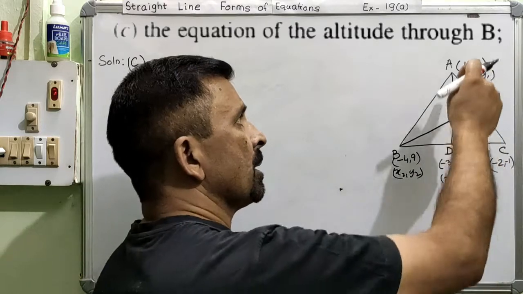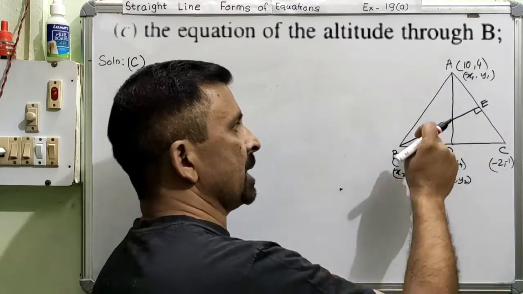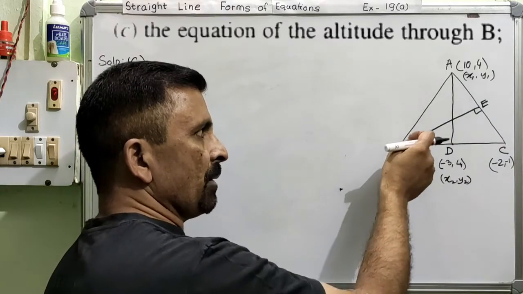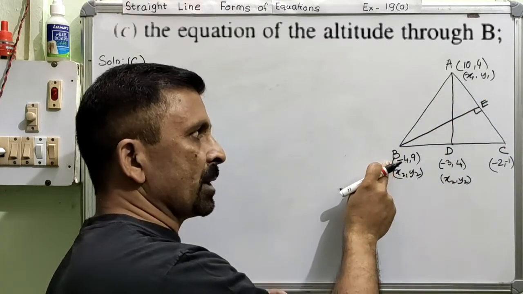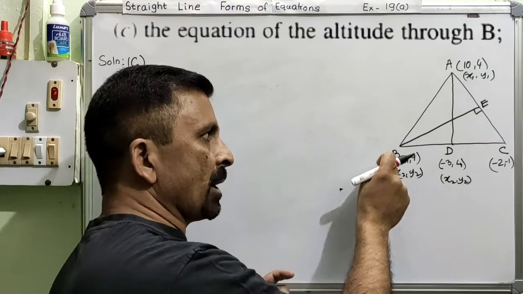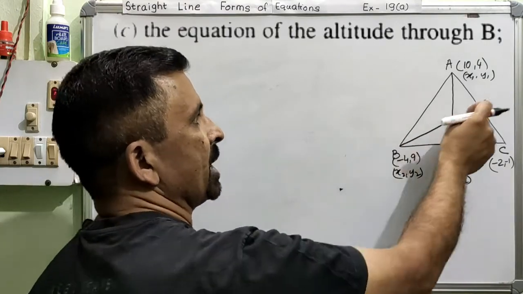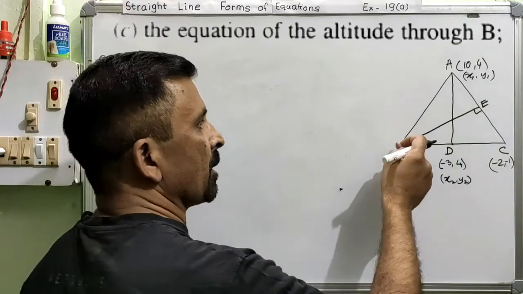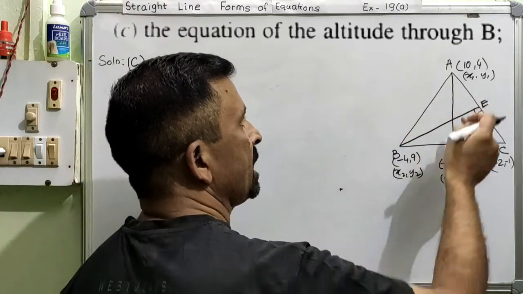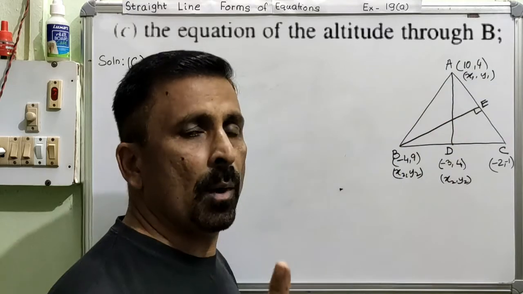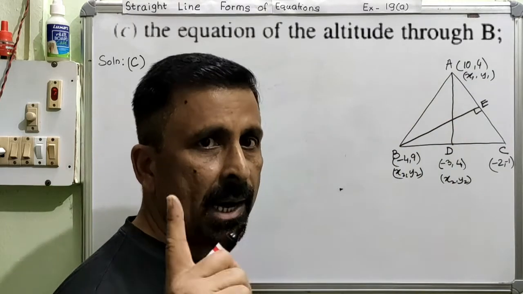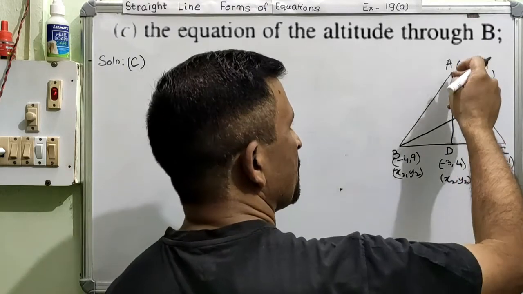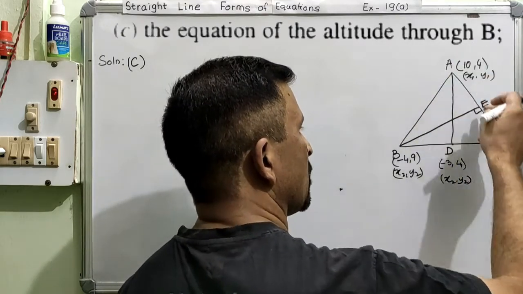So, after finding that, we will be able to get the slope for BE, and one coordinate is already given. So with one slope and one point, we can write down the equation of altitude BE. For writing the equation of BE, we will use the one point and slope formula. So let us first calculate the slope of AC.